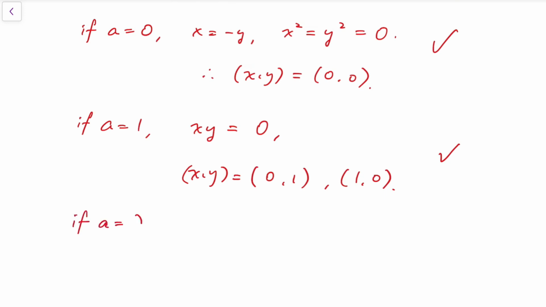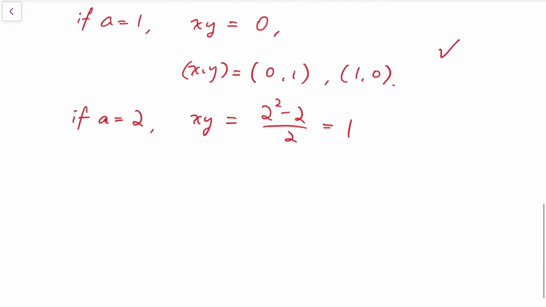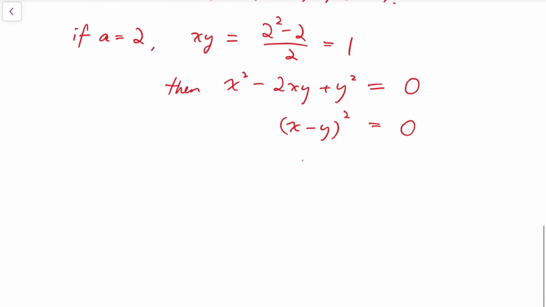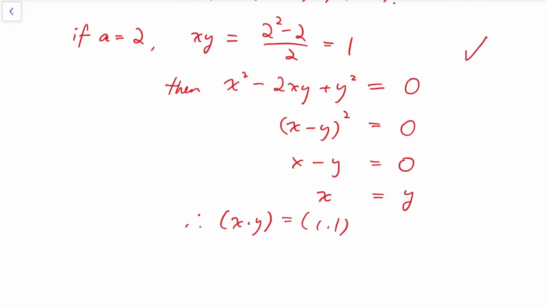And finally, when a equals 2, then xy equals (2 squared minus 2) all divided by 2, which is 1. Now notice that x squared plus y squared is 2. If that sum is subtracted by 2xy, then this expression equals 0, but that's (x minus y) all squared. So that means x minus y has to be 0, and that means x equals y, and the sum equals 2, so therefore x and y can only be both equal to 1. Again, that means a equals 2 is a valid solution.